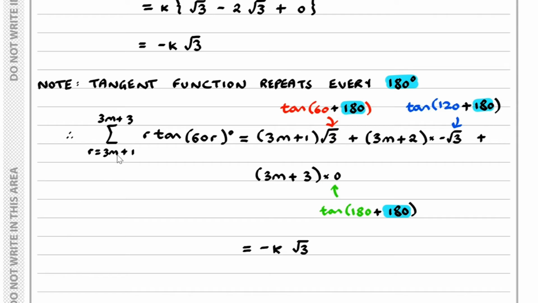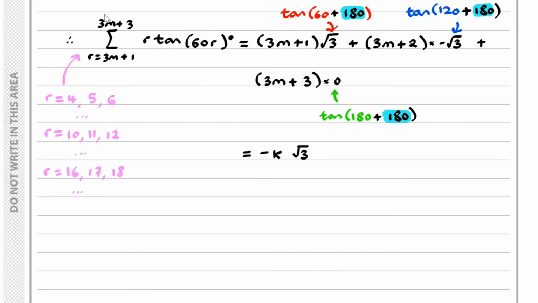So what we are essentially talking about over here is the situation for r equals 4, 5, and 6, and then also r equaling 10, 11, and 12, and then r equaling 16, 17, 18, and so on. So that's what this is referring to.